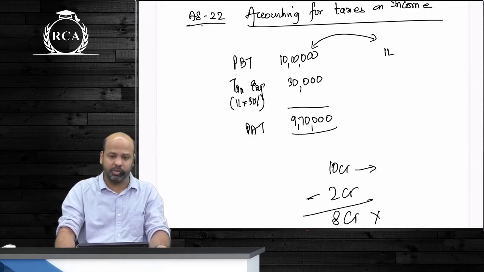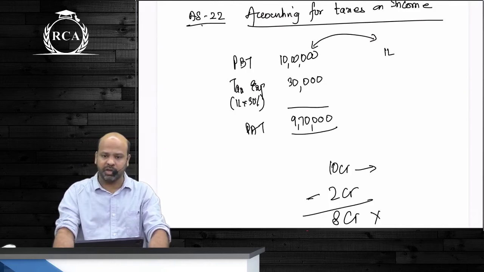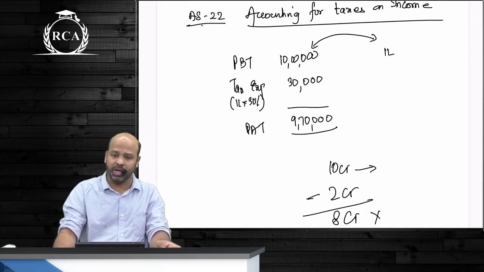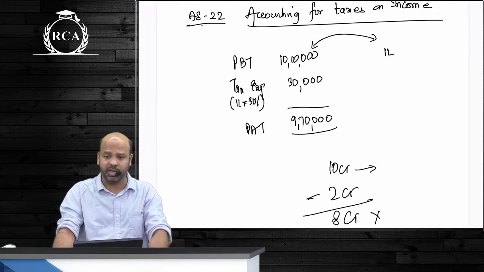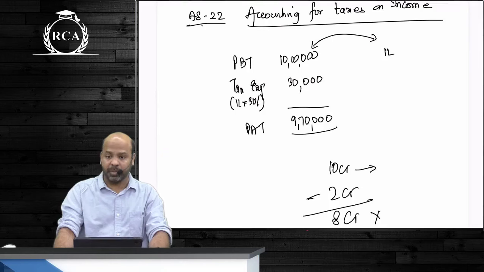Next, I spoke about provision for doubtful debts. Under income tax, provisions are not allowed as expenditure, only actual expenses can be deducted. So if there's a provision for doubtful debts, you're reducing it from your accounting income, but under income tax it is disallowed. The expenditure will be allowed as and when actual bad debts occur.